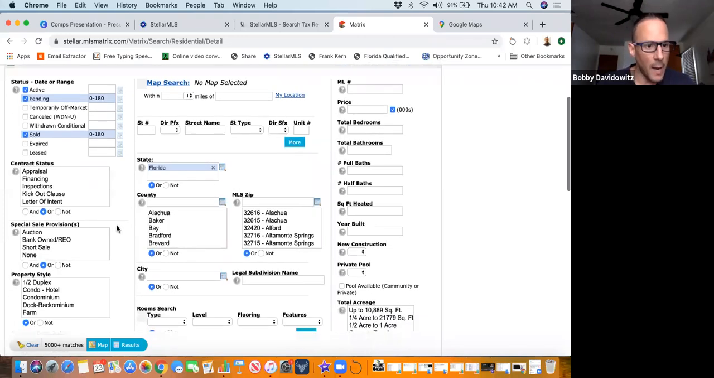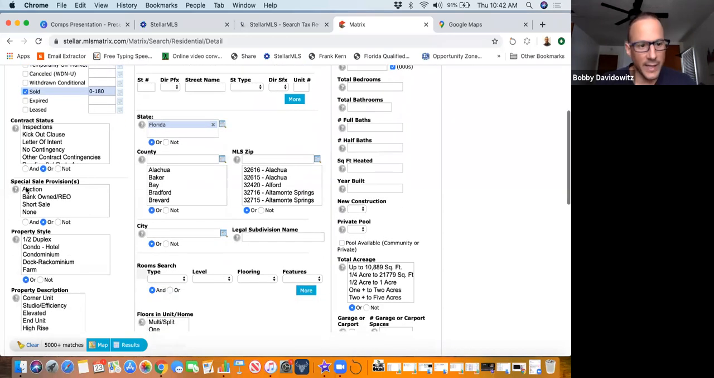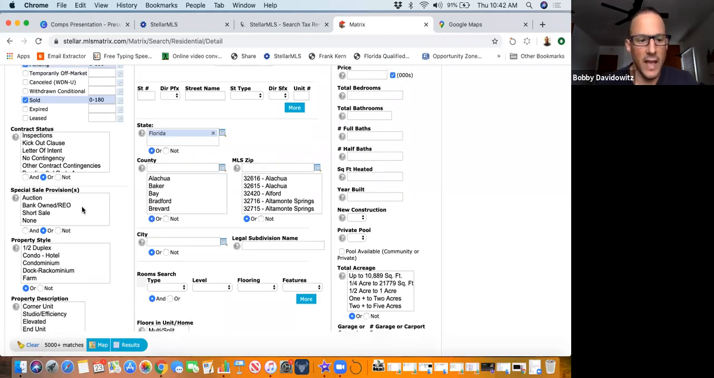So moving down, I usually click in the special sales provision. I usually click none. The reason I do that is because in this section, what it's asking me is whether the MLS is going to look for properties that are auction, bank owned, or short sale, in addition to traditional sales.